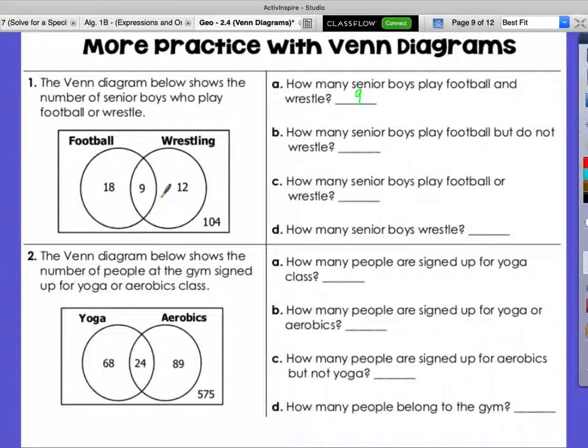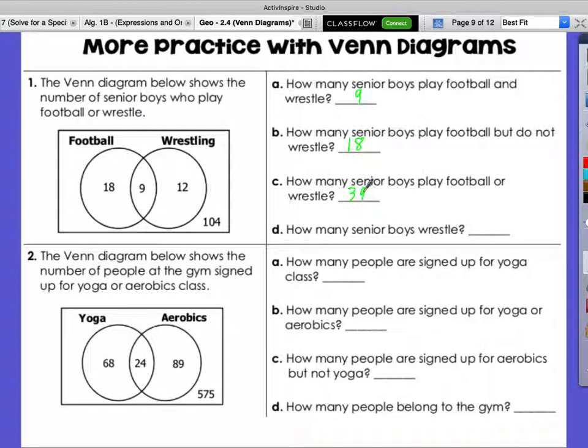How many senior boys play football but do not wrestle? 18, because there's 18 in this part. Let me clarify how we interpret this. It is not saying that football is in total 18. It's saying this is 18 and this is 9. So there's 27 total people who play football, but 18 don't wrestle and 9 do. Does that make sense? How many senior boys play football or wrestle? 39, very good.